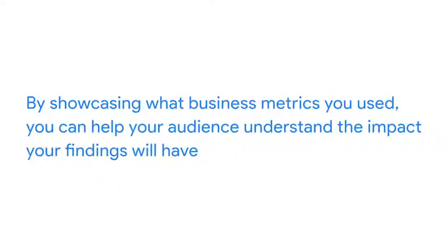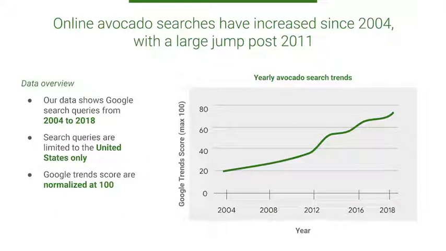You also want to make sure you're outlining and connecting with your business metrics. By showcasing what business metrics you use, you can help your audience understand the impact your findings will have. Think about the metrics we use for our avocado presentation. We track the number of online searches for avocados from different months over several years to anticipate trends in demand. By explaining this in our presentation, it's easy for our audience to understand how we used our data. These data points alone, the dates or number of searches, aren't useful for our audience. But when we explain how they are combined as metrics, the data we're sharing makes so much more sense.